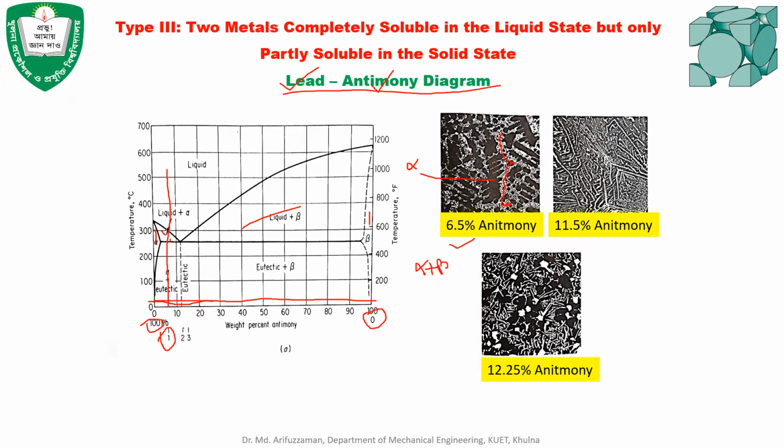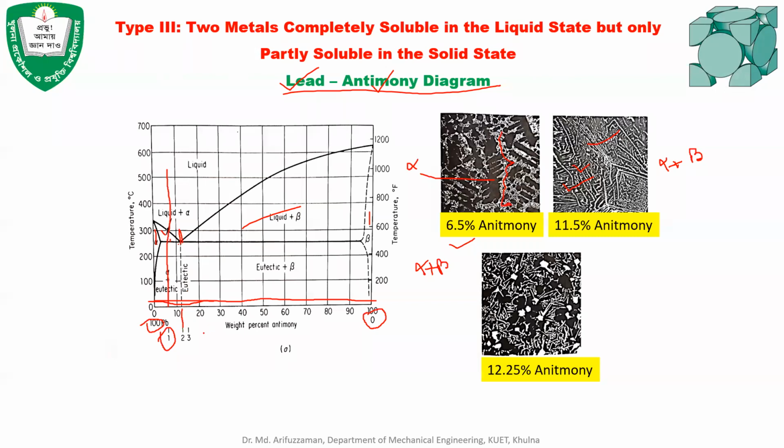And if you consider alloy 2, this is 11.5% antimony. It is the eutectic point, so the composition is eutectic composition. So the microstructure will be the uniform mixture of antimony and lead. At room temperature, it will be antimony and lead, but at a temperature just below the eutectic temperature, it will be a mixture of alpha and beta.